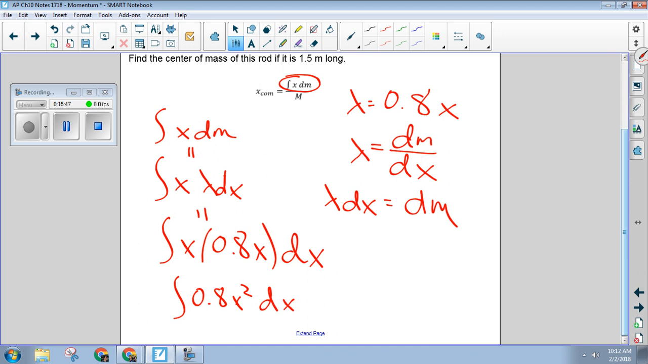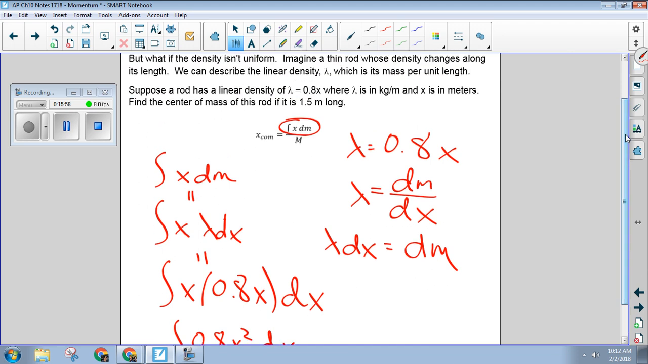Now dx means we need to integrate across the length of the thing. With my meter stick it would be 1 meter, but I'm realizing we're dealing with a rod that's 1.5 meters long. So I'm going to integrate between a position of 0 and 1.5 meters, because that's how long the thing is.